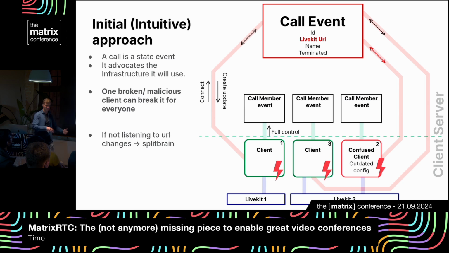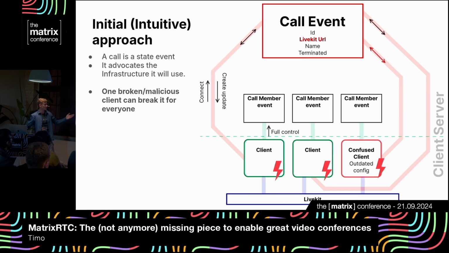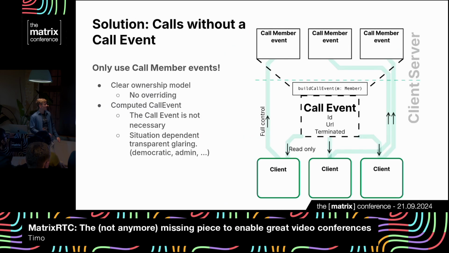So we don't really have the choice to not listen to changes to this. But if we listen to changes, we're in the situation before again, where people can override it and break the whole experience. So the solution for this is to only use call member events. So we simplified the whole thing from one call event with an array of memberships to just call member events. That's it. So it actually becomes quite simple from that point of view.